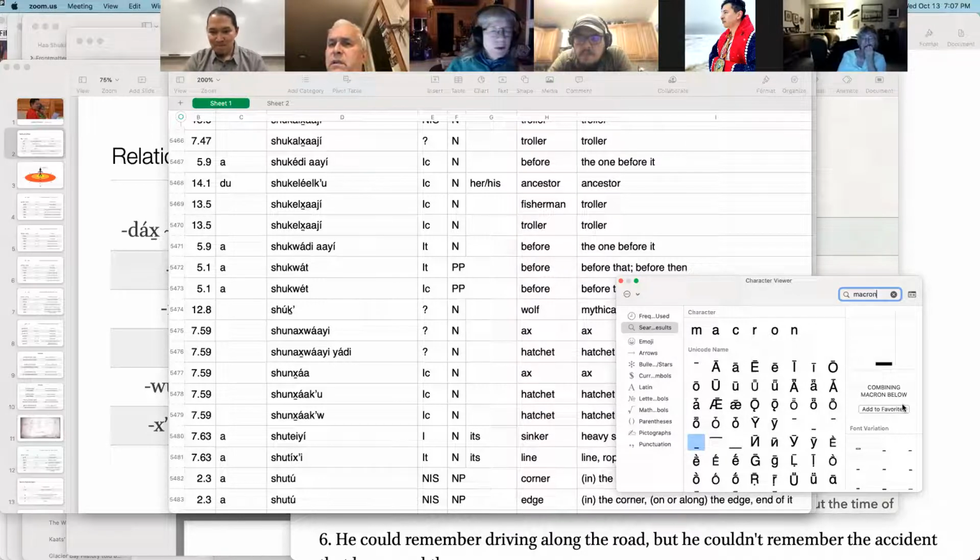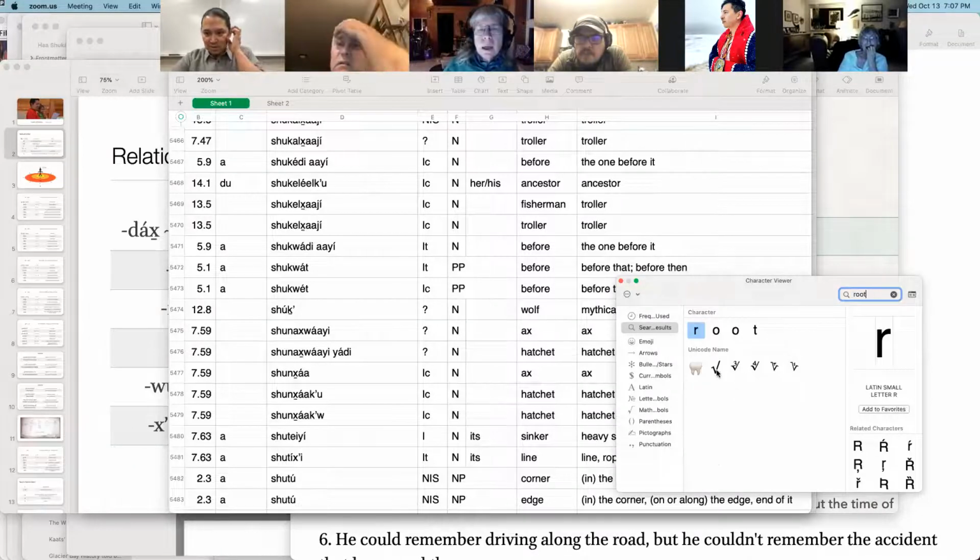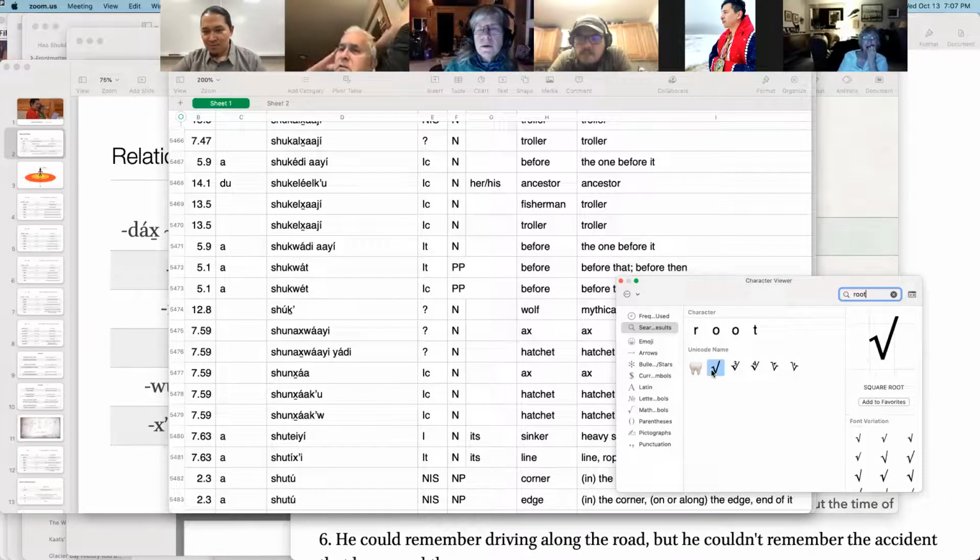And that's where I found a good verb root symbol. I just used a square root from the math section.